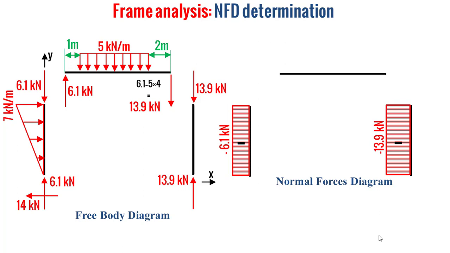And if we examine the beam, we have no normal forces. We have no forces applied along the longitudinal direction of the beam. We have only transverse forces, which are shear forces. So we have no normal force applied along the beam. We have 0 kilonewton normal forces along the beam.